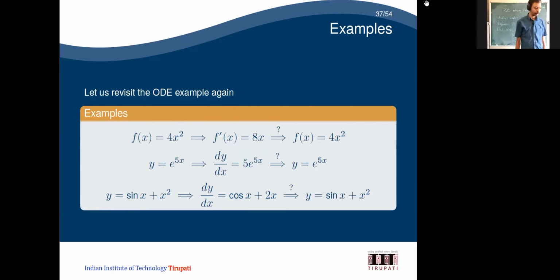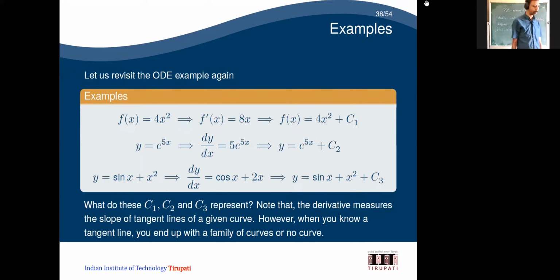So suppose f of x equals 4x square, then f dash of x equals 8x. Then what will happen if we go back to the original function? Will it be unique? If not, we will get some constant, so c1, c2, c3. Here we have seen some constants.